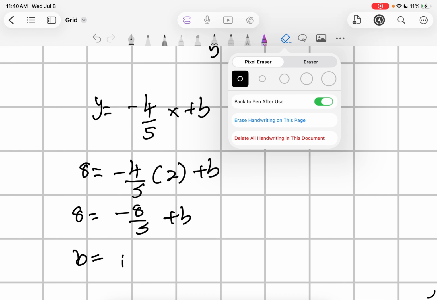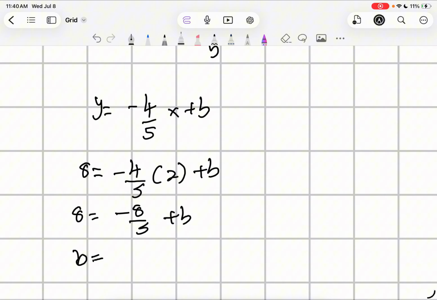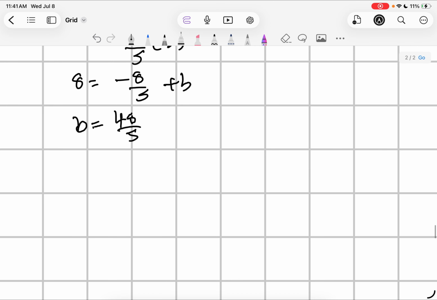Sorry, this is becoming a problem. b equals 48 over 5. And therefore, y equals negative 4 over 5x plus 48 over 5.